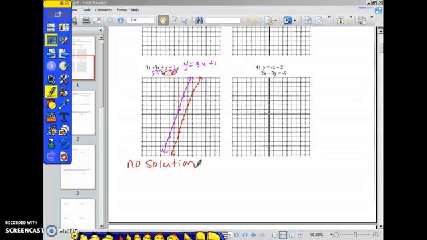Number 4, y equals negative x minus 2. We're going to start at negative 2 on our y-axis. Our slope is negative 1, so we're going down 1 to the right 1. Here's our graph.